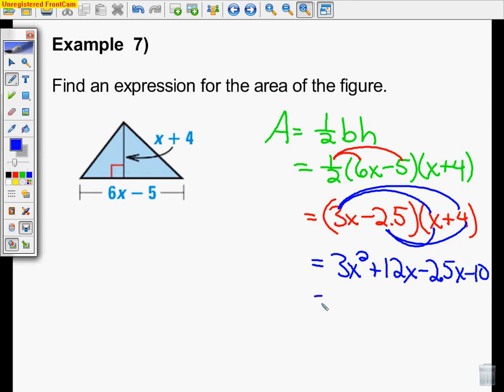Alright, combine our like terms, which are 12x and negative 2.5x. So we're just going to bring down this 3x squared here. 12x minus 2.5x, that's positive 9.5x. And then we're just going to bring down our minus 10. And there we go. Alright, ladies and gentlemen, those are the notes for section 6.5.